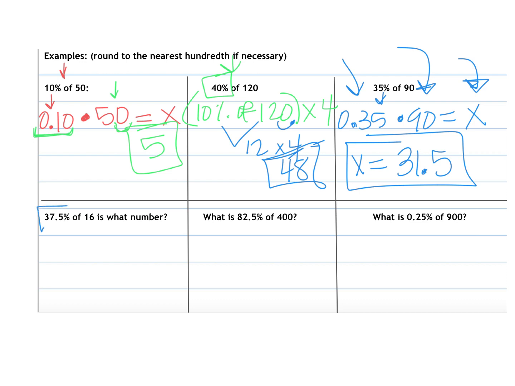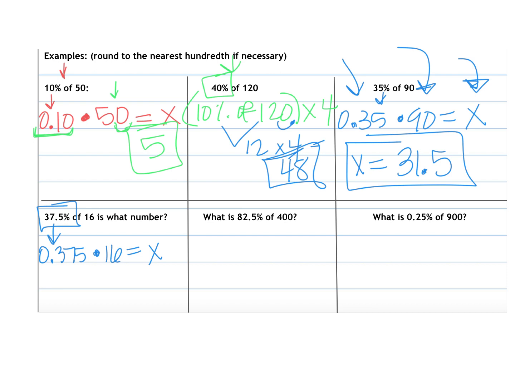37 and 5/10% of 16 is what number? So just because there's a decimal in the percent doesn't mean it's already written as a decimal. It's still in percent form. So I still go 2 to the left. I have 0.375 times 16 equals x.